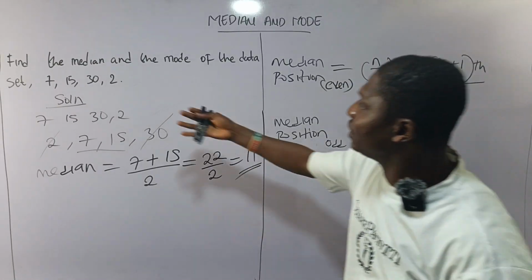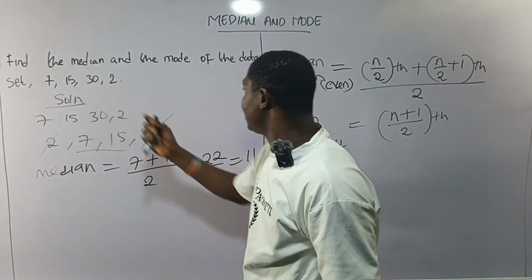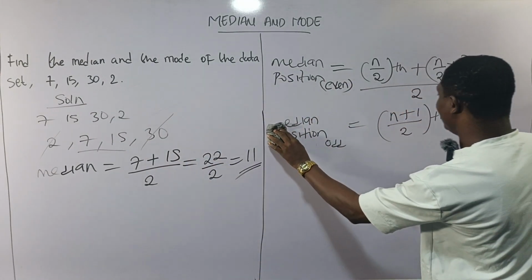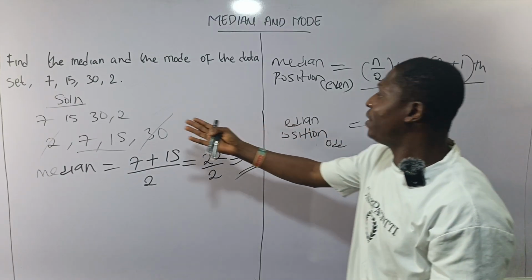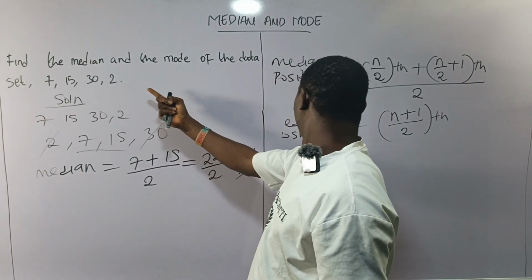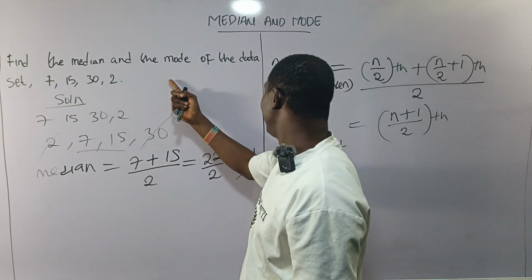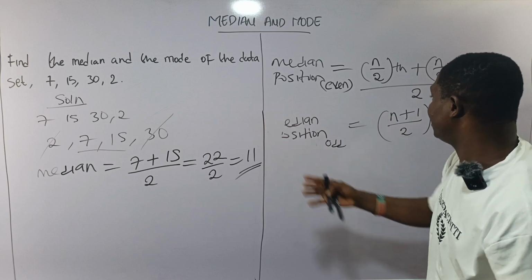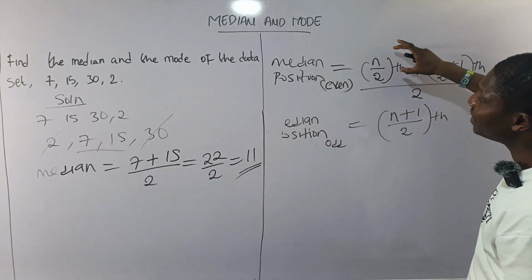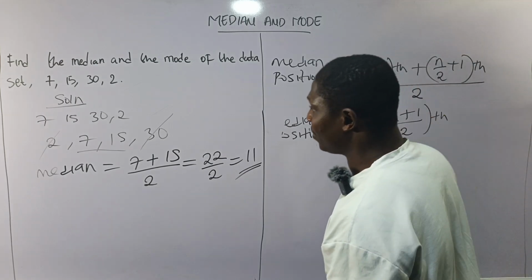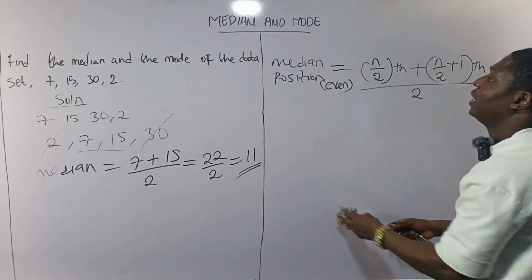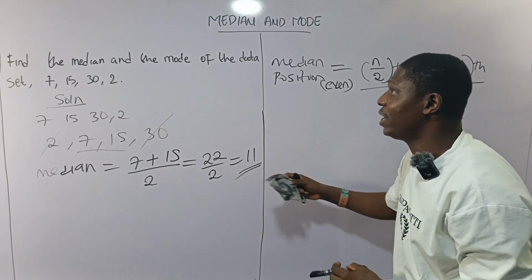Now you can see that this is an even data set. Since it's an even data set, we have to use the top formula. We don't need this one, but take note, it is needed if the numbers are odd, meaning if I have 3 numbers, or 5 numbers, or 7, 9, or 11 numbers. For an even data set, you use this to get your median position. Please, it's not the median, it's the median position you get first. Then from there, you can get your median. So let's see how we can do that.